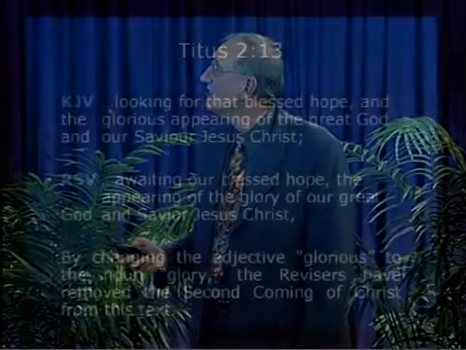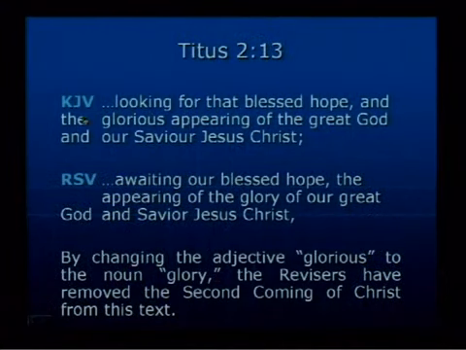Titus 2 verse 13, King James. "Looking for that blessed hope and the glorious appearing of the great God and our Savior, Jesus Christ." Awaiting, RSV: "Awaiting our blessed hope, the appearing of the glory of our great God and the Savior, Jesus Christ." You notice the subtle change? By changing the adjective "glorious" to the noun "glory," the revisers have removed the second coming of Christ from the text. Now, it's not He that comes, it is something that could happen at any time.